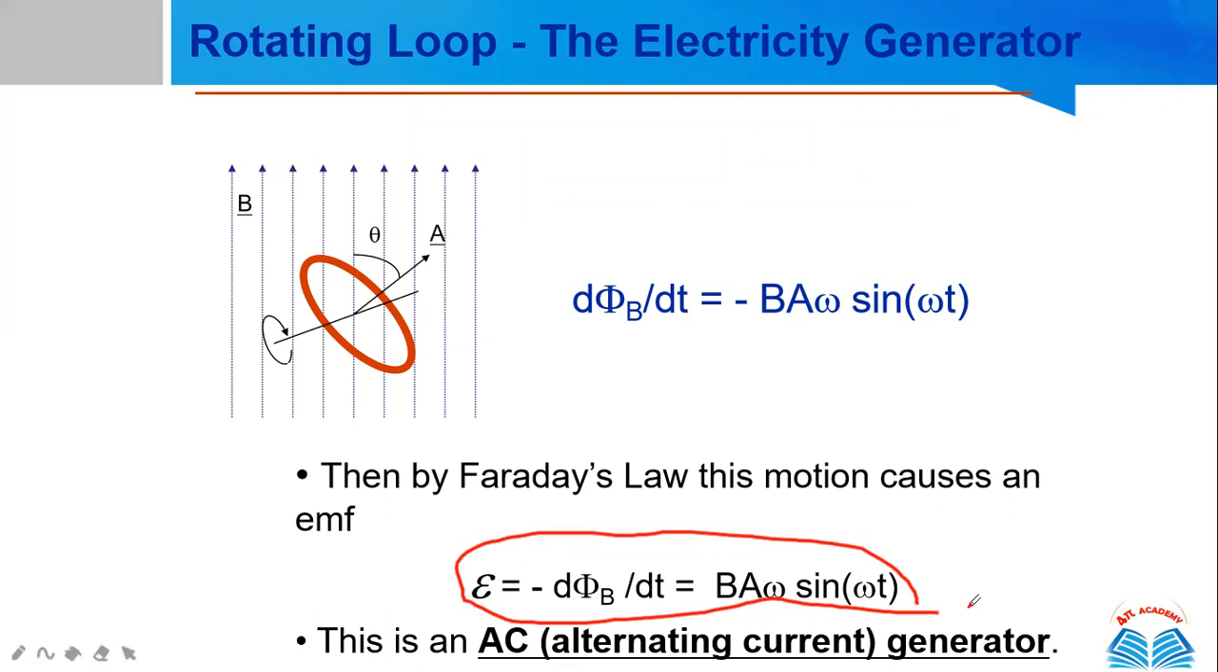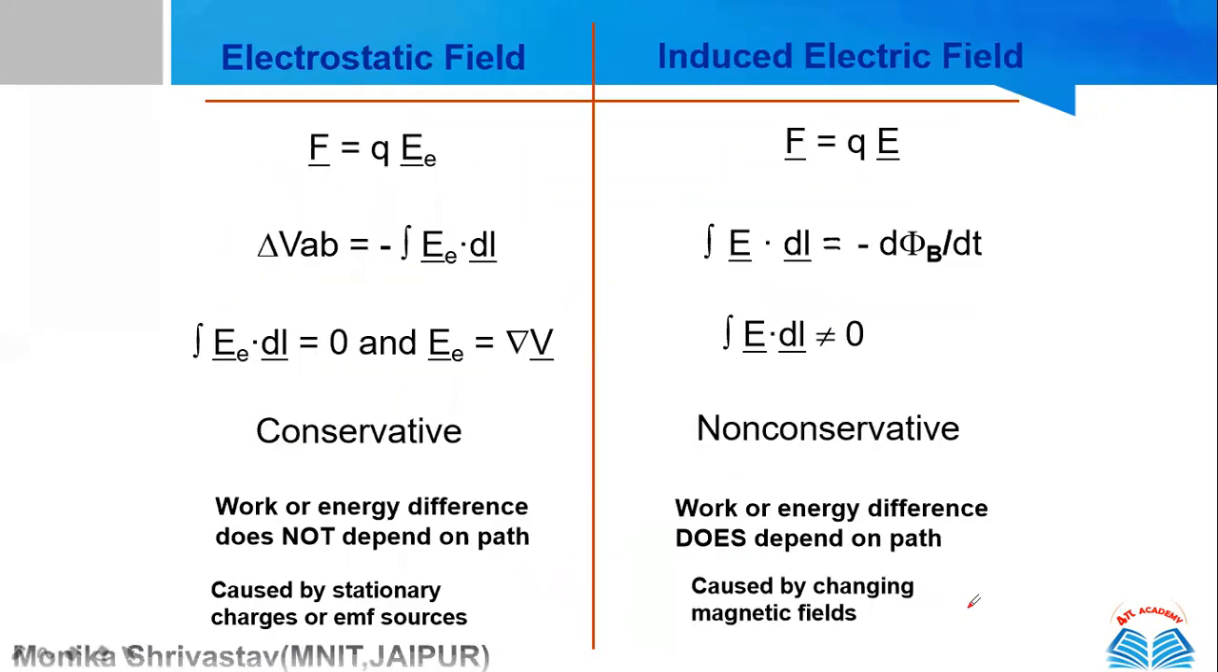This rotating loop problem is also called the electricity generator problem. So this terminology is of very important use, so keep it in mind. Now, by comparing electrostatic field and induced electric field, what we can get: F is equal to QE in the electrostatic field, and in the induced electric field also F will be equal to QE.